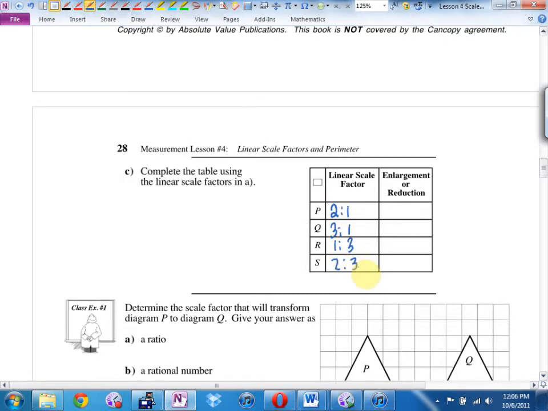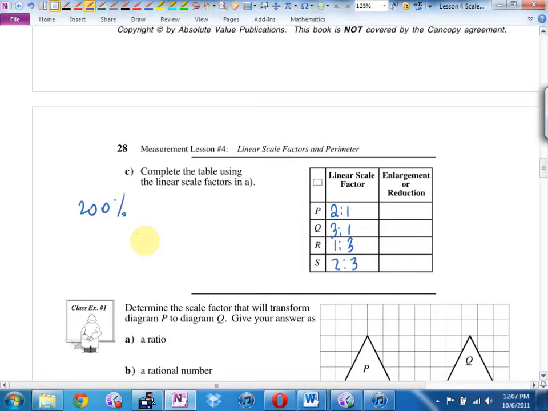Now, remember, Danielle, we said, although we're writing it as a ratio right now, as a colon, you could write it as a fraction. You could write 2 over 1 or just plain old 2. Or you could write it as a percentage. If you're doubling something, that's a 200% scale factor.